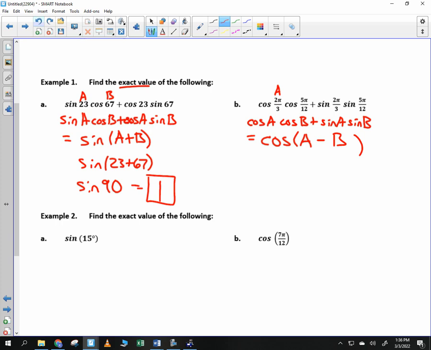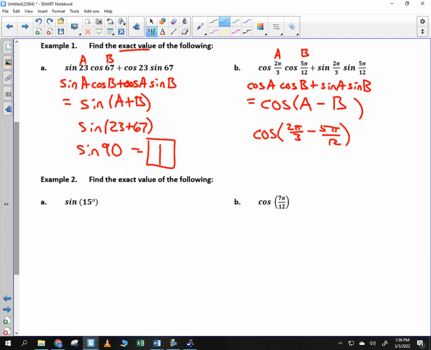So A is 2 pi over 3, and B is? Good. So we have the cosine of 2 pi over 3 minus 5 pi over 12. So cosine of 8 pi over 12 minus 5 pi over 12. And you get what? What is 3 pi over 12? Cosine of pi over 4. Pi over 4 is how many degrees? 45 degrees. And do you remember what the cosine of 45 degrees is?